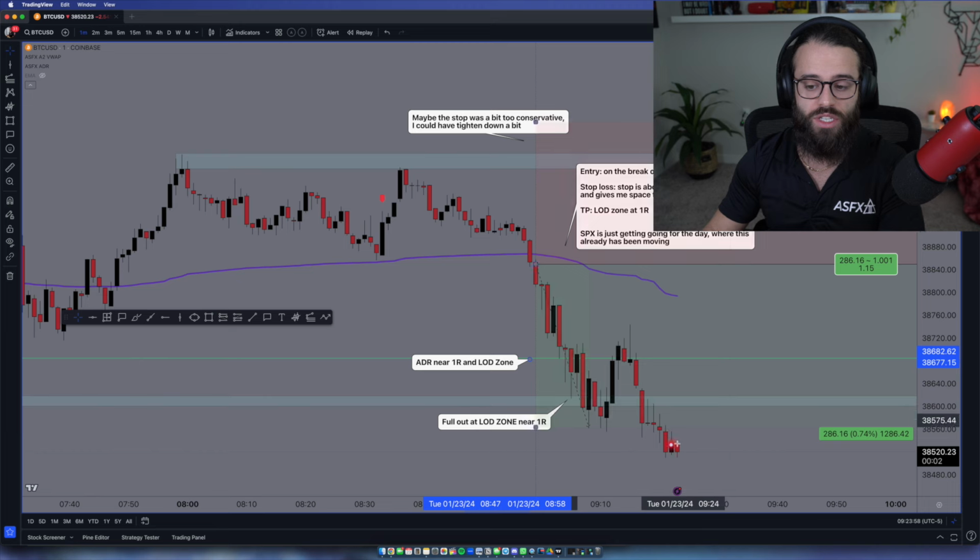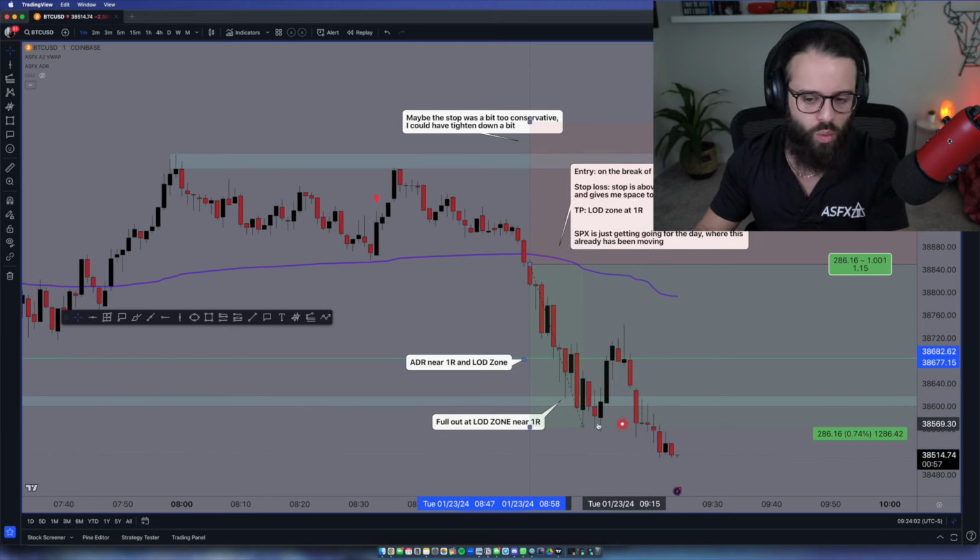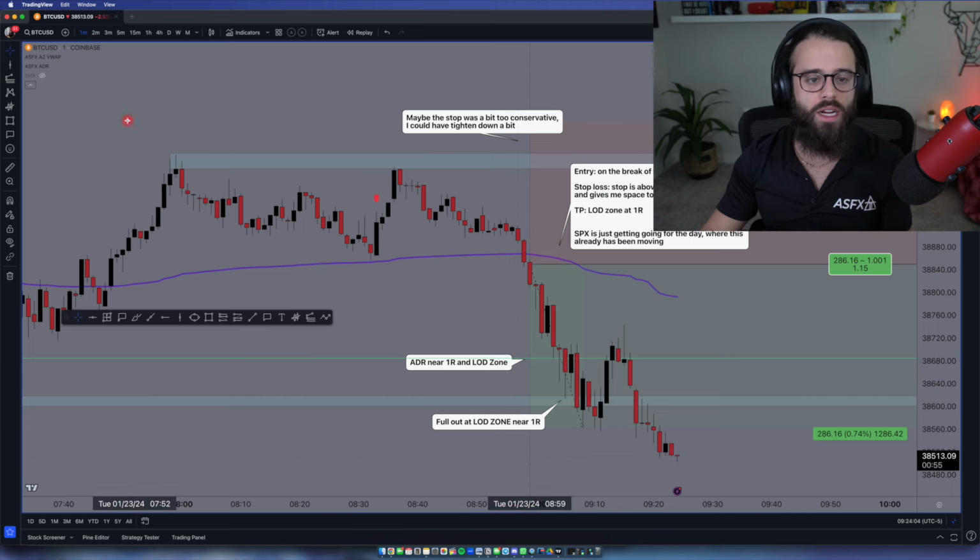I'm out of this trade, as you can see with the P&L. I'm out of this trade. I did not hold in for this move lower. All I wanted was my 1R. So now I've got everything that I need on this.